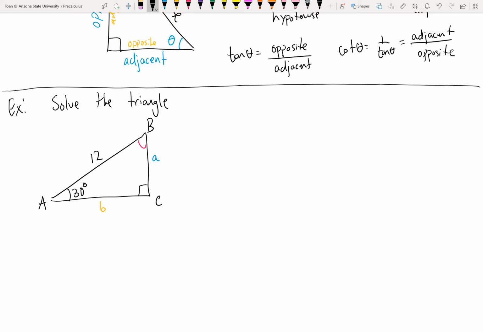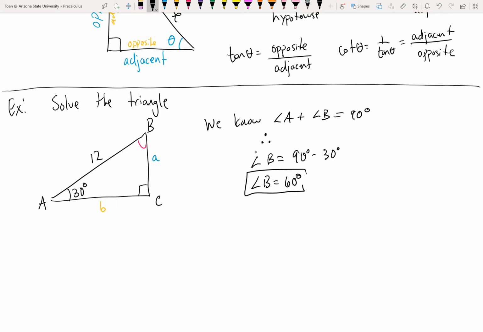If they give you an angle in a right triangle, it's always easy to find the other angle. We know that angle A plus angle B must equal 90 degrees, from the idea above that the sum of the two non-right angles must equal 90 degrees. Therefore, we should automatically know what angle B is. What plus 30 degrees is 90 degrees? I slipped up and told you the answer. Angle B is 90 degrees minus 30 degrees, which is 60 degrees.